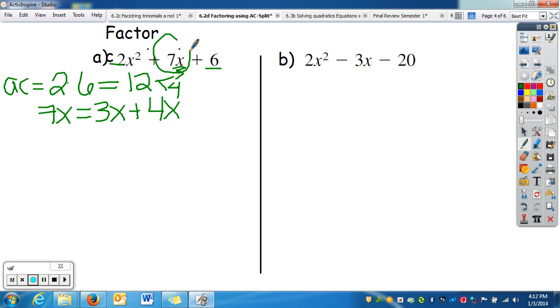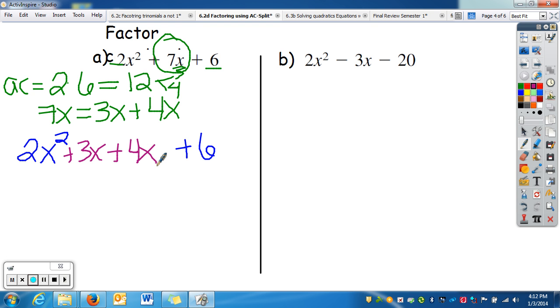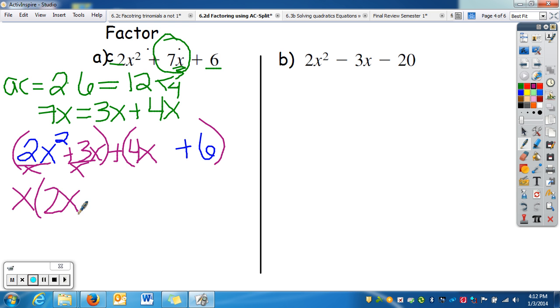Now I'm going to rewrite what I had with replacing 7x. So I have 2x squared, and I still have the plus 6. But now, in the middle, I have plus 3x plus 4x. I could go plus 4x plus 3x, it doesn't matter. Then I'm going to group them together. I factor out the greatest common factor of each one. This one has an x, so I take out an x. So I get x plus 3.